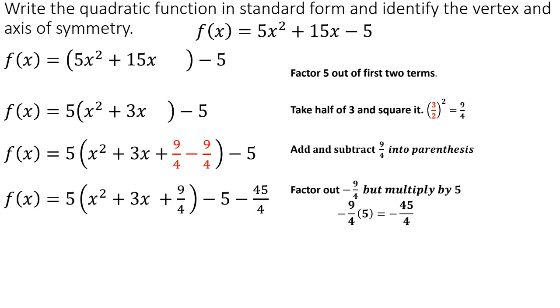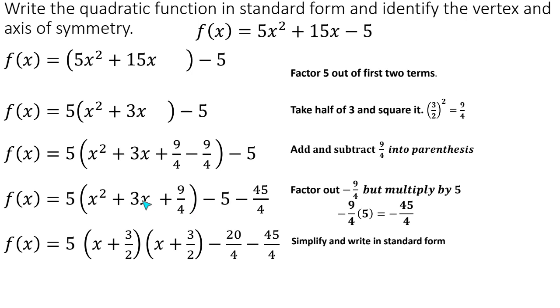Okay, so here I do the work on this side. So we're taking negative 9/4 times the 5. So we end up with negative 45 divided by 4. So that's how I get this negative 45 divided by 4. And this minus 5 is just the same that we had before. Okay, let's simplify further.